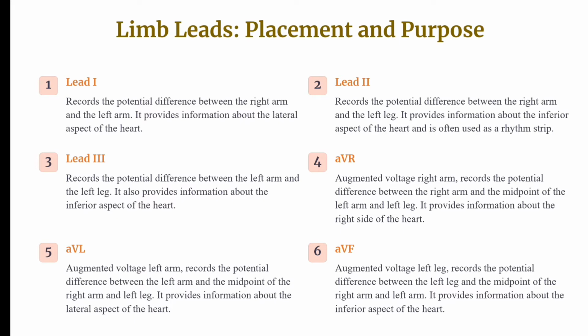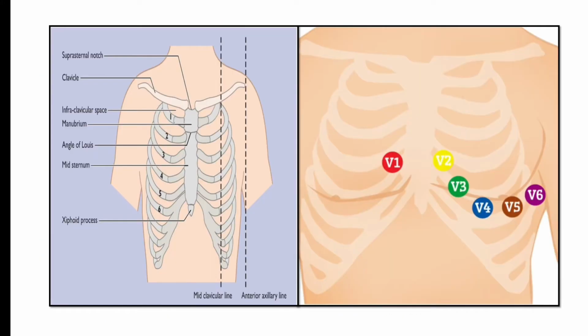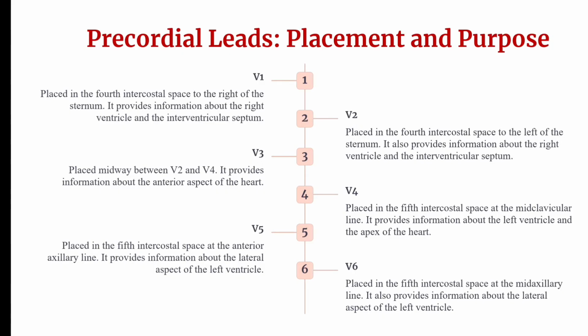Precordial leads, placement and purpose. The precordial leads, V1 to V6, offer a detailed view of the anterior, septal, and lateral walls of the heart. They help in detecting ischemic changes, conduction abnormalities, and ventricular hypertrophy. Correct positioning of these leads ensures an accurate and reliable ECG reading.